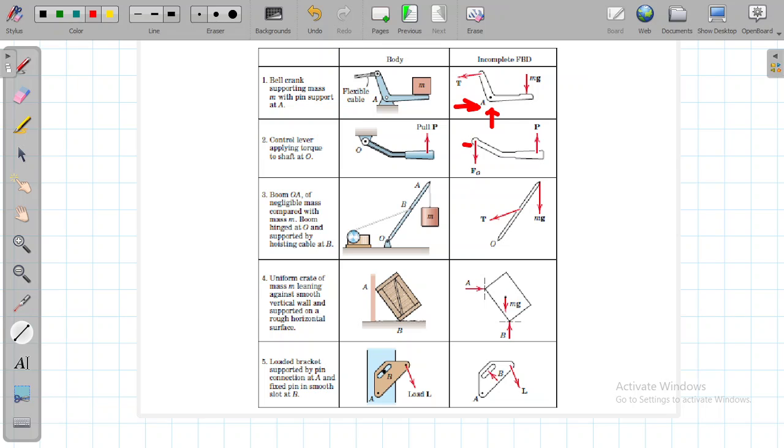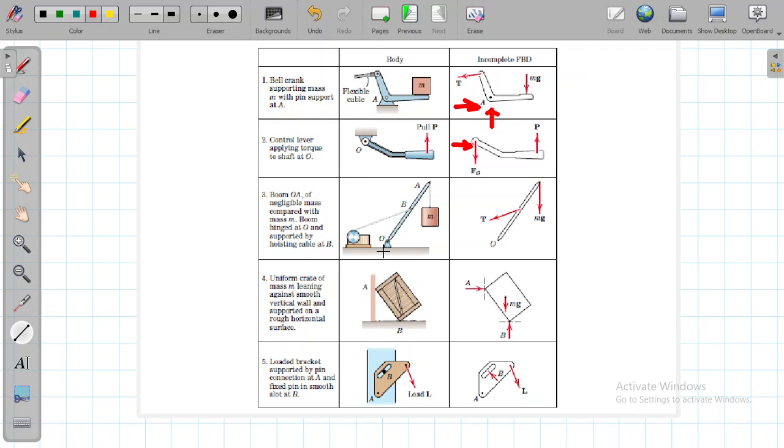Since it is a pin structure, you need to show another reaction over here. So a pin has two reactions. Next, beam OA of negligible mass. This is beam OA of negligible mass compared with mass M. This mass is negligible compared to the huge mass M. The boom is hinged at O.